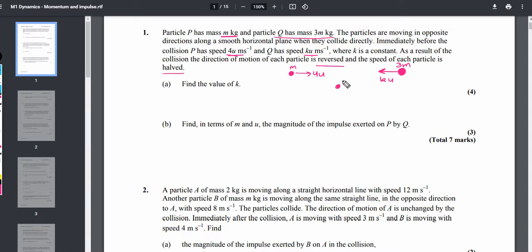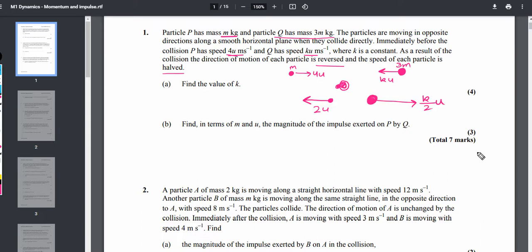and they collide with each other, like over here. After the collision they move in the opposite direction. So this is the direction of m in the opposite direction, and its velocity has become halved, so it's 2u. Now the other one, this is Q. It has also moved in the opposite direction, and its velocity also has become half, so that would be k by 2 u, and we have to work out the value of k.